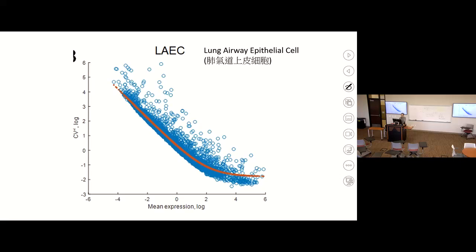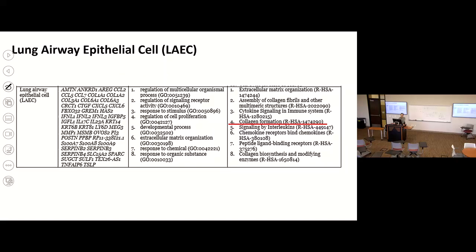This is a plot for airway epithelium cells. You also find a lot of genes away from the regression line, which indicates they are highly variable genes. Those are the highly variable genes we found in the epithelium cells. In the enrichment analysis, there are some chemical related and immune response related terms, but you can also find collagen formation and extracellular matrix organization. Those are functions specifically related to the epithelium cells.